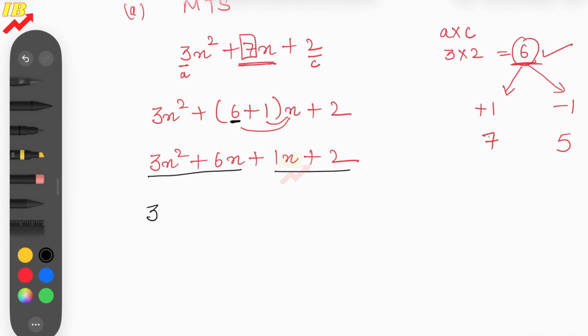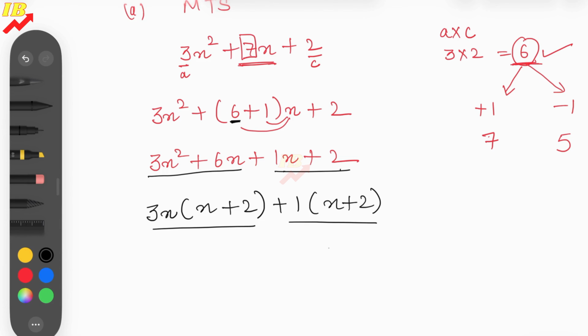Now take common from this and common from this. So I can see that I'm having 3x common here. I'm left with x plus 2, right? Here nothing is common, so we'll be writing 1 here, plus 1, and the rest of the number is x plus 2 inside, right? Now you can see this is one term, this is second term, and x plus 2 is common in both. So we'll be writing it like this, and the leftover number is 3x plus 1, like this. So this is how we are going to factorize it.